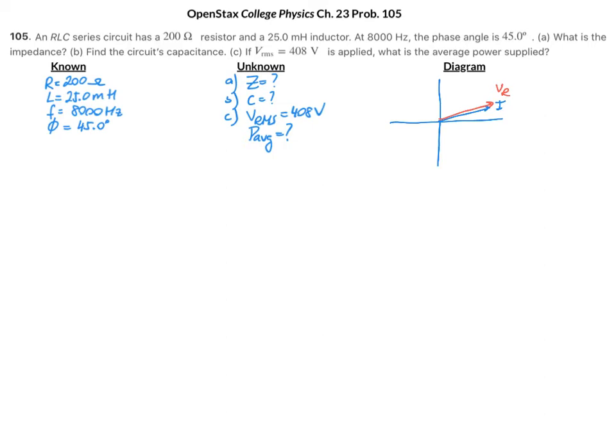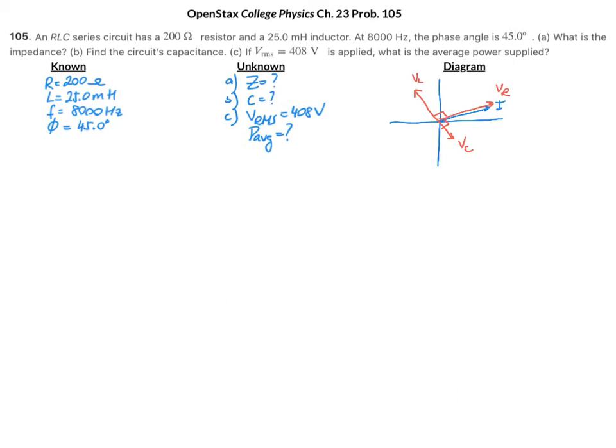We know that the voltage across the capacitor lags the current, so this is V sub C, and we know that the voltage across the inductor is ahead of the current, so it leads the current, and these angles are supposed to be 90 degrees. They are not in my picture here, but that's what they're supposed to be.